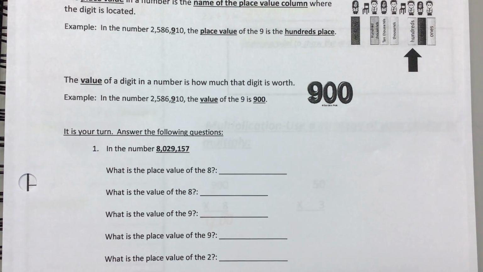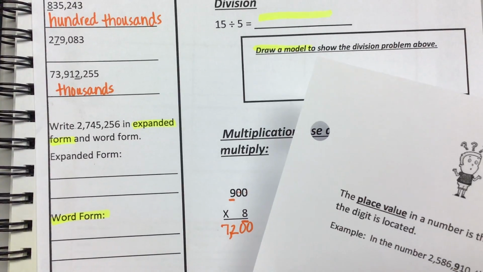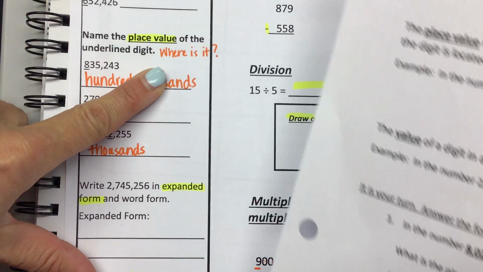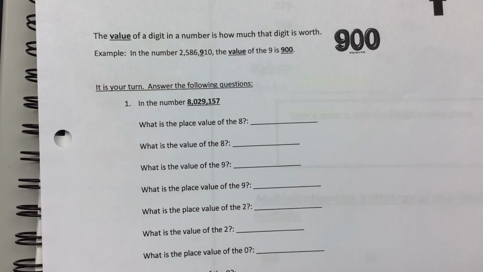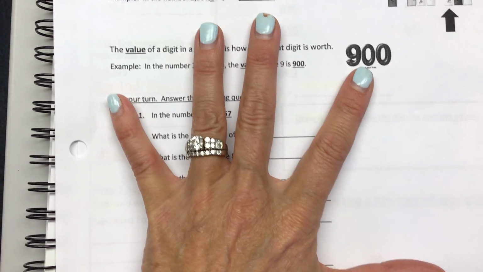All right, the reason I'm taking the time to really go over this is because all year long on your spiral review, you're going to have to differentiate between the words place value and value. I watch kids get this wrong because they don't differentiate between place value and value. They're not sure what the question is asking. That's a very silly reason to get something wrong, right? So I want to make sure that we all understand what it means.